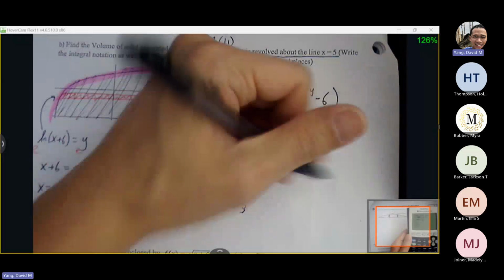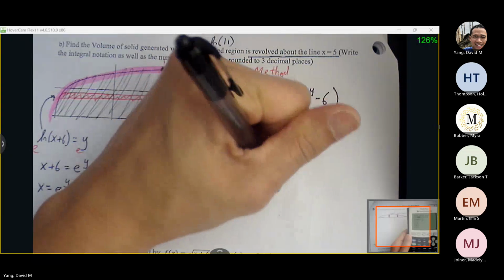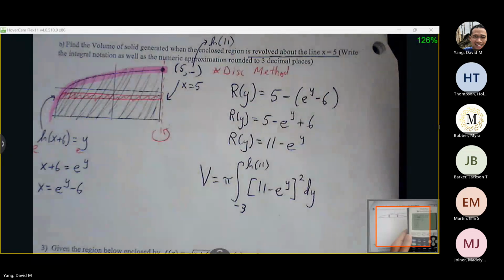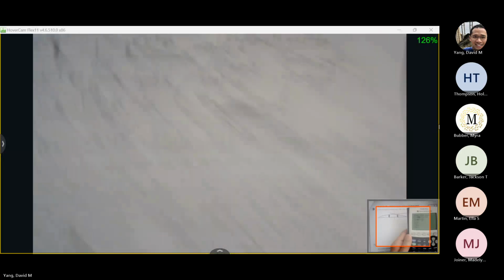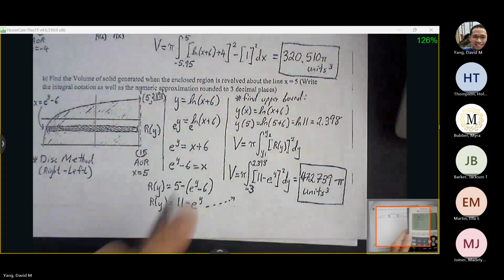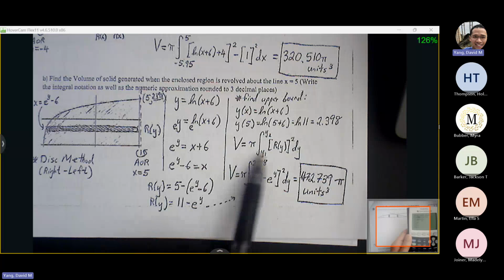Okay, big radius gets squared. Natural log of 11, or 2.398. Big radius quantity squared, 472.739 pi cubic units.